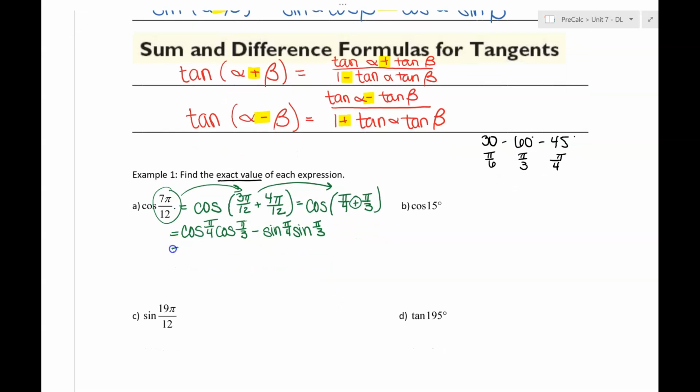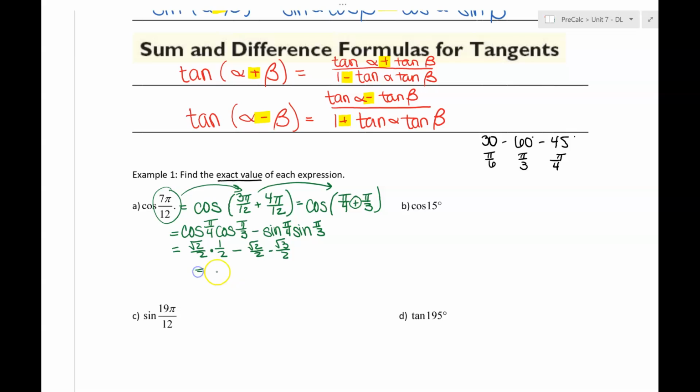So then, cosine of pi over 4, it's in the first quadrant, and it is a positive rad 2 over 2, times cosine of pi over 3, still in the first quadrant, it's a positive 1/2, minus sine of pi over 4, rad 2 over 2, times sine of pi over 3, still in the first quadrant, which is rad 3 over 2.